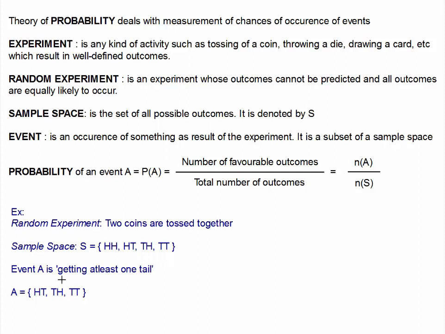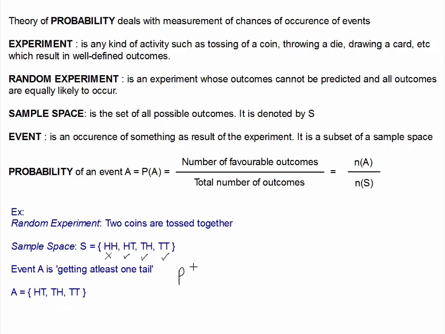Now let's define an event A, which is getting at least one tail. If we want at least one tail in the toss, it is very clear that we don't want this case where we get both heads. This case would work just fine because it has one tail, and then two tails is also fine because at least means one or more tails. So A would have three elements, HT, TH and TT.